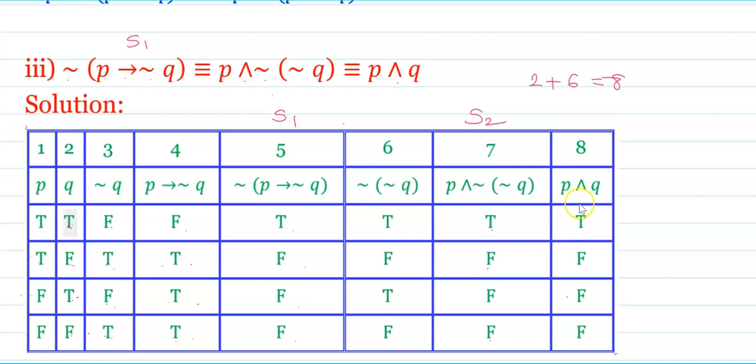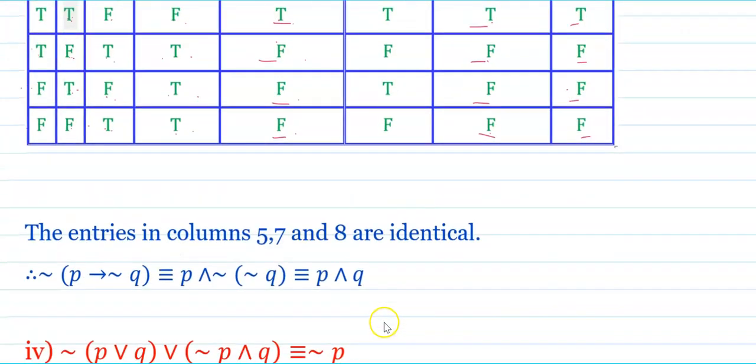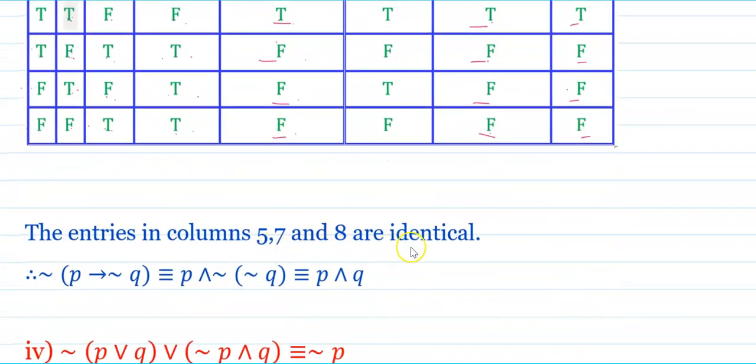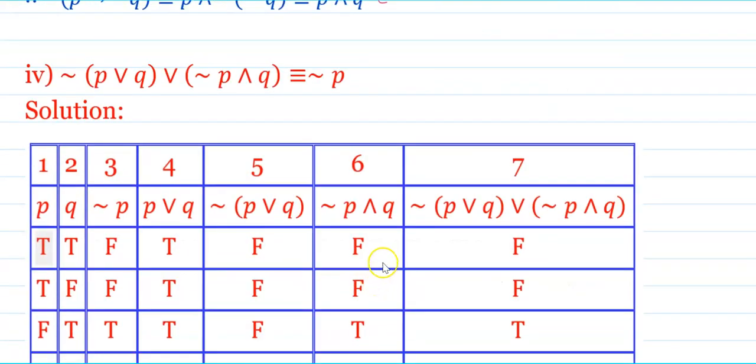Okay. Now if we observe S1, that is column number 5, 7 and 8, all are identical. T, F, F, F. And therefore the column numbers 5, 7, 8 are identical and hence the given statement patterns are equivalent. Now the fourth one.